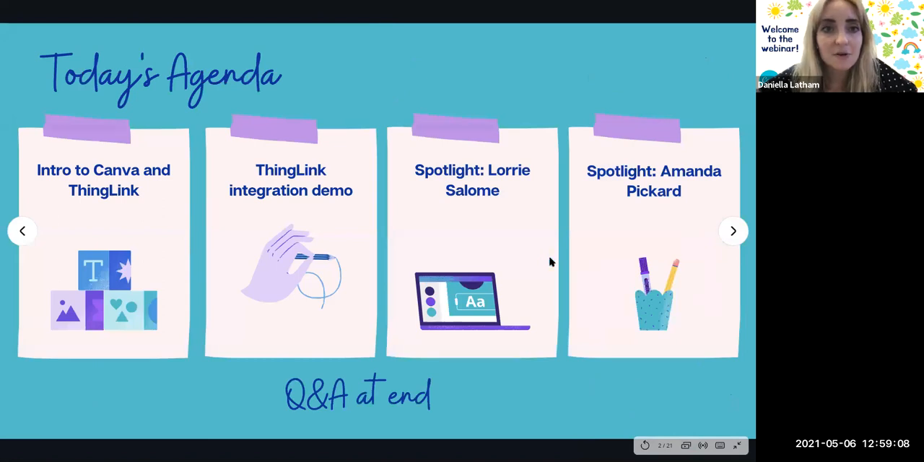So a quick run through of today's agenda. We're going to do a very, very brief introduction to Canva and ThingLink. Then we're going to hand over to Louise from ThingLink, who's on this call, who's going to give us a demo of the actual integration to show you how it looks and how it works. And then we're going to have most of our session dedicated to our amazing educators who we're going to spotlight their work. So we have two amazing guests on the call today. We have Lorrie from Austin, Texas, and we have Amanda from Scotland.